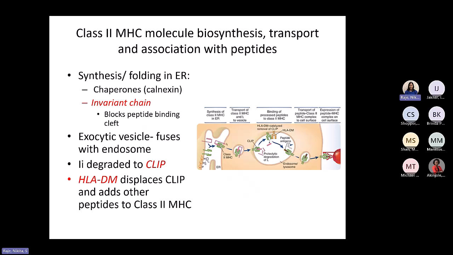This is just showing that whole process that we just talked about, in more detail, about how those chaperones bring those chains together to form that class 2 MHC, with the invariant chain that blocks the peptide binding cleft. The fused exocytic vesicle is where it's able to transport it, but the invariant chain is degraded. So part of it is degraded so that there is only CLIP left behind, and HLA-DM displaces that CLIP. So, just showing that whole process again here.